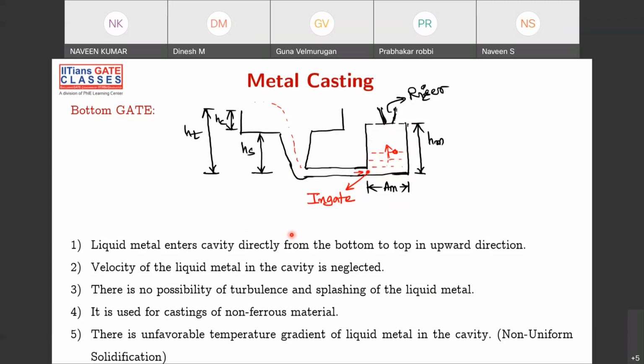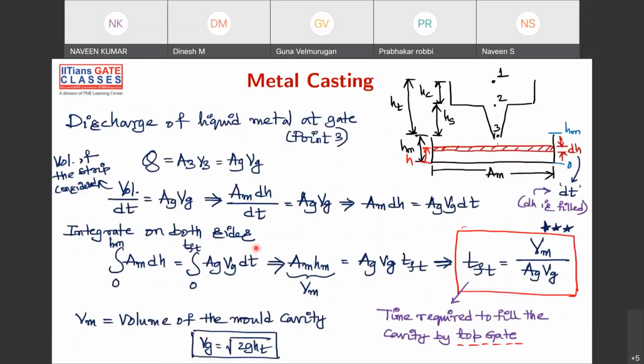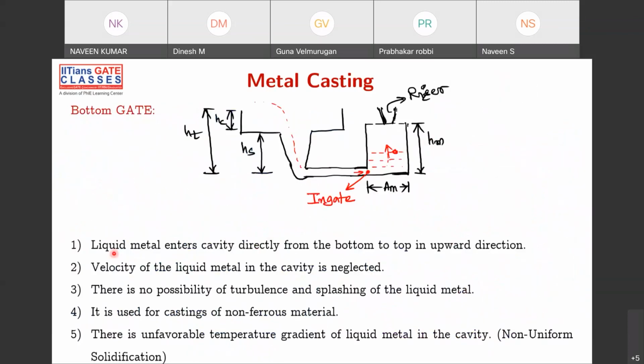The points I mentioned in the previous slide on top gating will be quite opposite here. These are the five points, and quite opposite to them will be these points. Here, liquid metal enters the cavity from the bottom and moves upwards. The velocity of liquid metal is neglected. Why? Because the velocity is coming and it is trying to go from here. Instead of falling, it is not dropping here. There is no free fall here; it directly takes this path, and it is almost negligible.